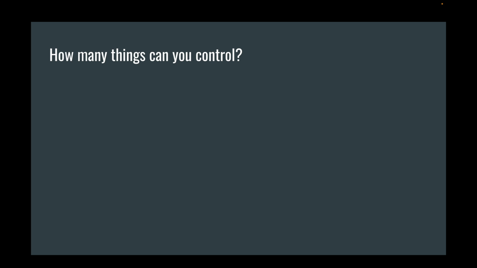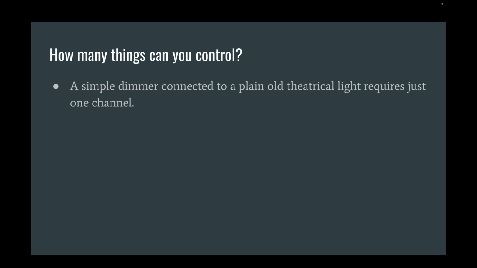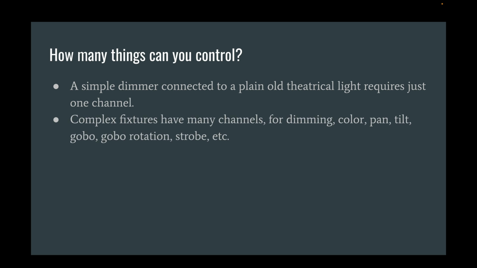So we have to ask the question then, how many things can you control? A simple dimmer connected to a plain old theatrical light just requires one channel, as I said earlier. Super simple. The complex fixtures, like these, well, these aren't really complex. These are relatively simple, but they do a lot of different things. So they have channels for dimming, color, pan, tilt, gobo, rotation, all the things that you saw in that previous table. 512 channels together are called a universe.